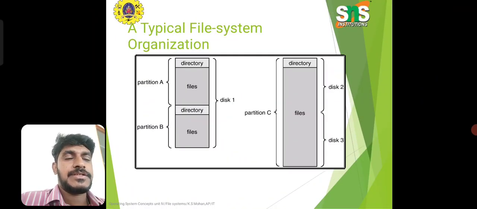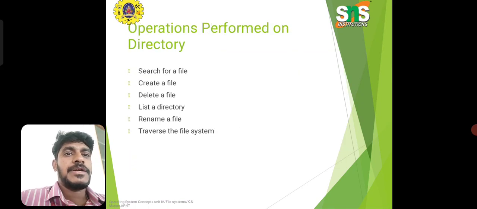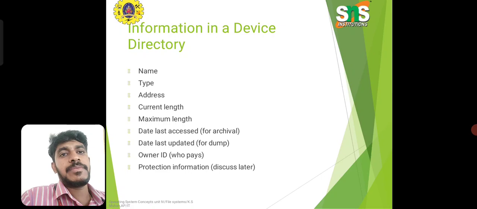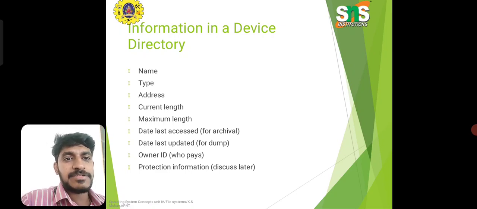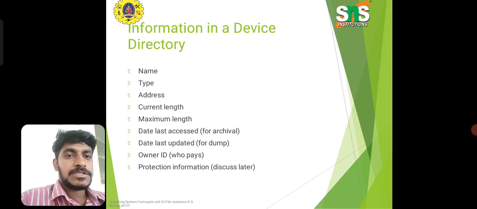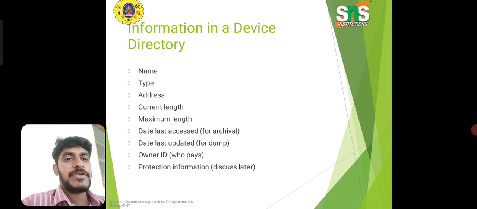We can see the directory structure. The information in a device directory will be name, type, address, current length, maximum length, date last accessed for archival, date last updated for dump, owner ID who pays, then protection information, which will be discussed in later slides. So these are the kinds of information available in the device directory.